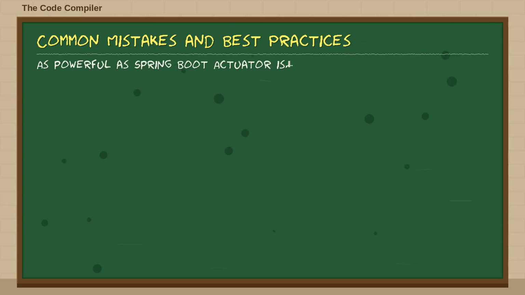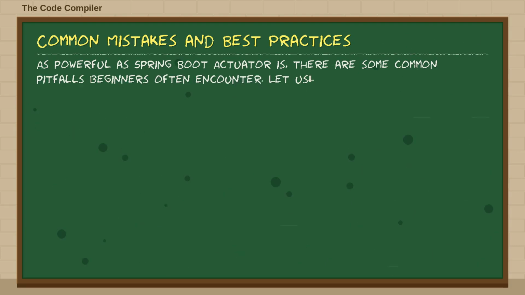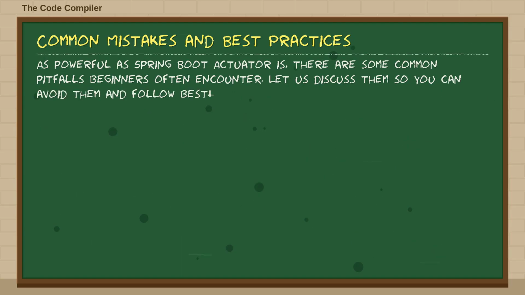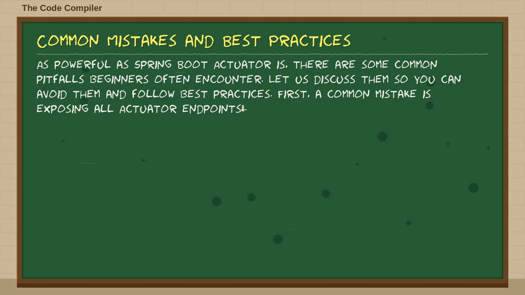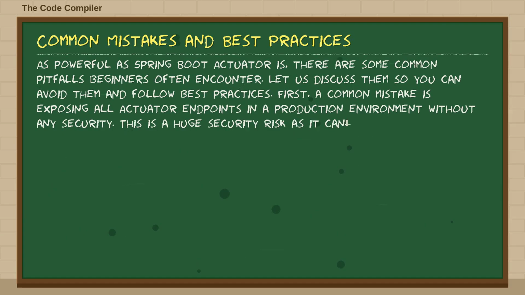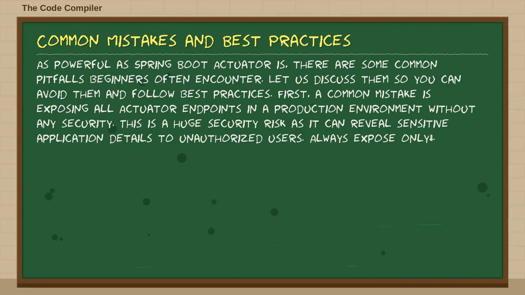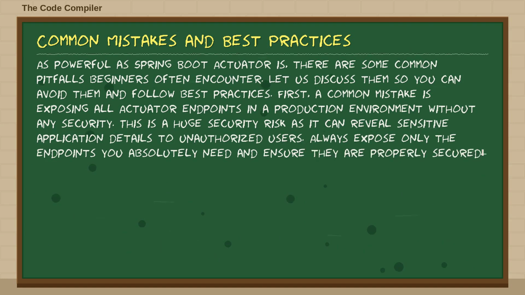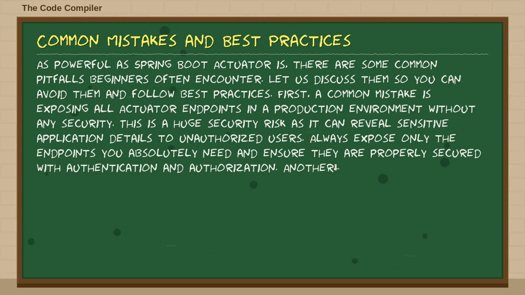As powerful as Spring Boot Actuator is, there are some common pitfalls beginners often encounter. Let us discuss them so you can avoid them and follow best practices. First, a common mistake is exposing all actuator endpoints in a production environment without any security. This is a huge security risk as it can reveal sensitive application details to unauthorized users. Always expose only the endpoints you absolutely need and ensure they are properly secured with authentication and authorization.